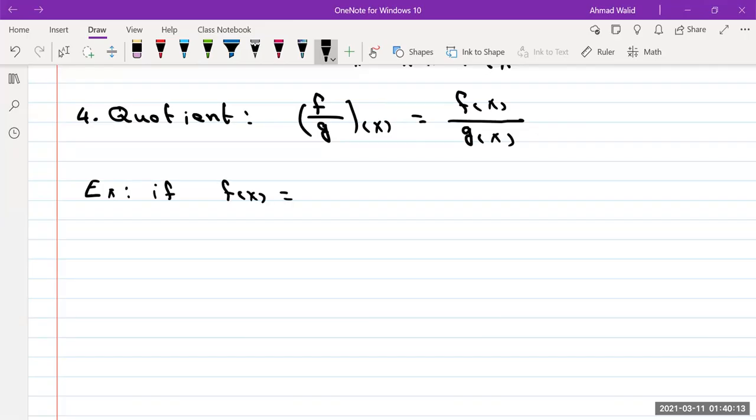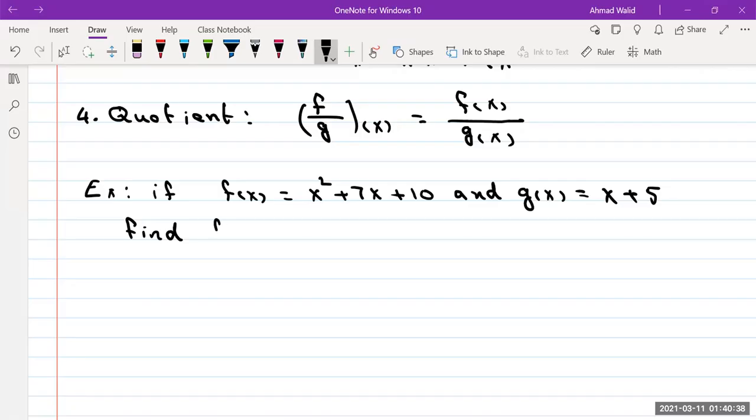F of x equals x squared plus 7x plus 10, and g of x equals x plus 5. Find f over g of x. Correct?